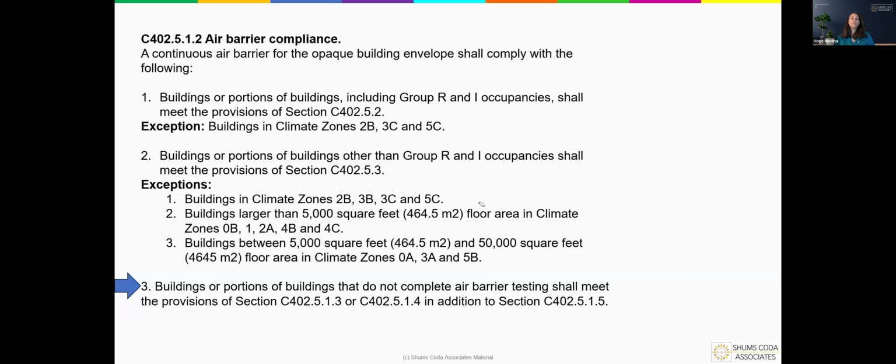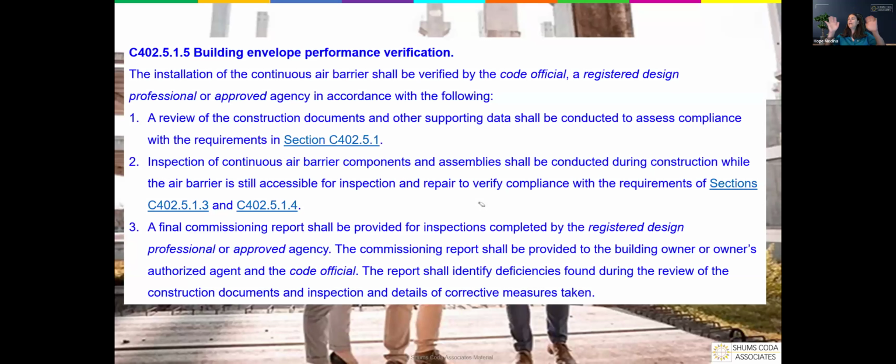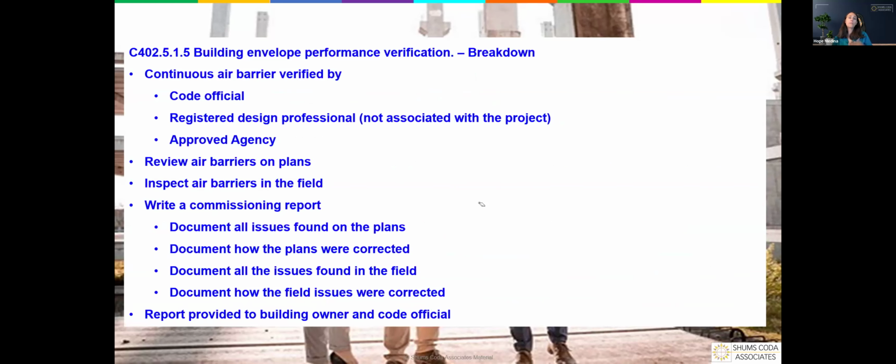Now, number 3 says you have to comply with C402.1.3, which is our materials section, and C402.1.4, which is our assemblies section. And then it says, hey, guess what else you get to comply with? You get to comply with C402.5.1.5. So what does that mean? We have this lovely section now that says building performance verification. Basically, what you're going to do is thermal envelope commissioning is really how it comes down to.